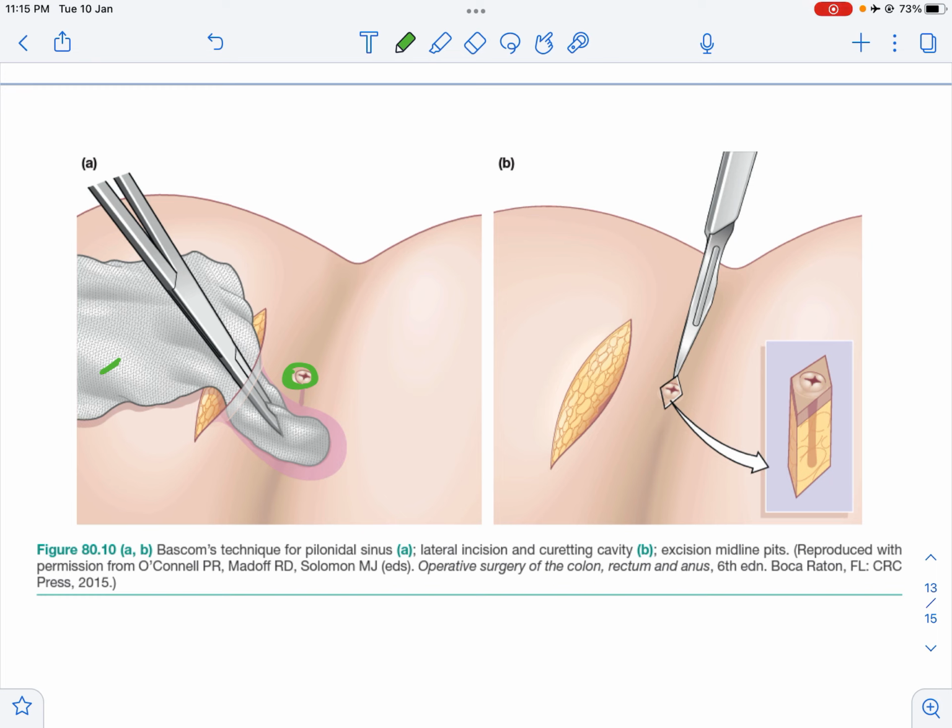So, this portion over here, you make a diamond shaped incision and you excise this. Once you excise this, it is taken care of, and then this portion heals by secondary intention.